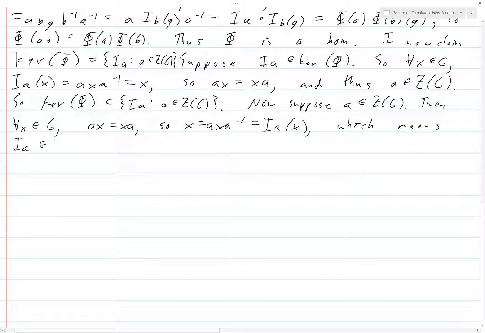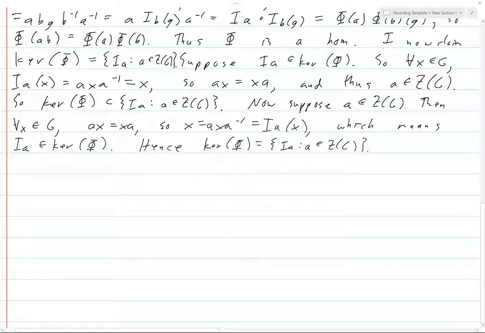I_A is in the kernel of phi, and hence that shows the reverse inclusion, and so we have kernel of phi is equal to I_A, where A is in Z(G).